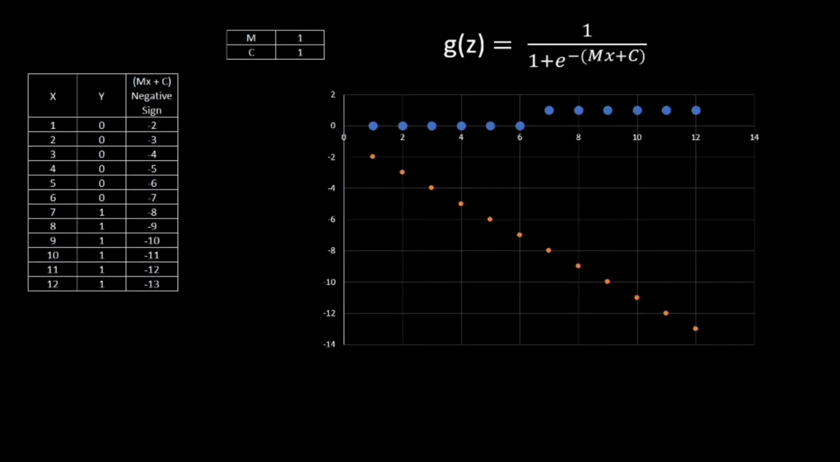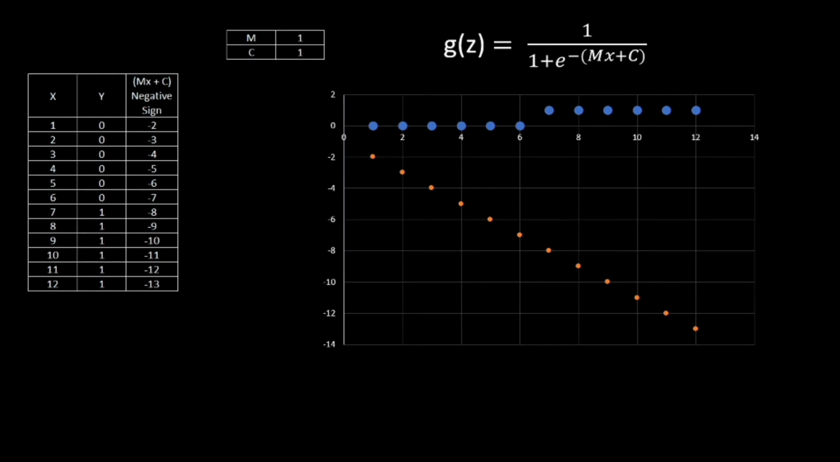Here you can see the plot of minus (mx plus c) with respect to x, and y with respect to x, which is coming as blue points. If you see the diagram very carefully, you'll figure out that the red line is actually a straight line. And it is quite intuitive also, because mx plus c is the equation of a line.